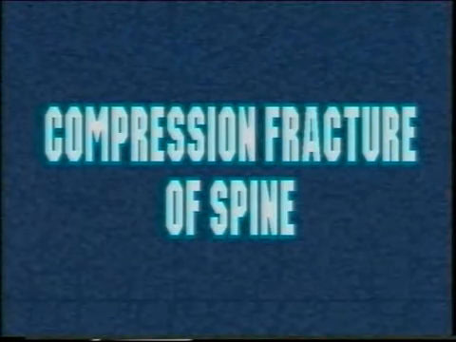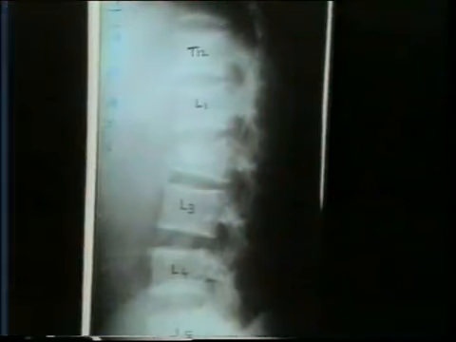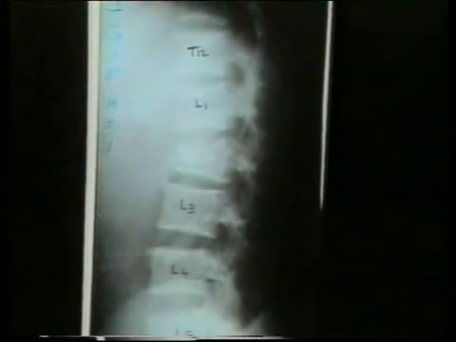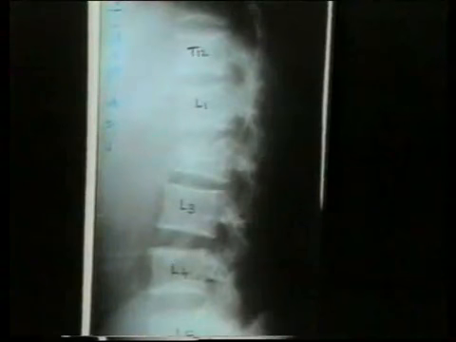Compression fracture of the spine. This is an X-ray of the lumbar spine of a patient who had fallen from height. Note the compression fracture of the second lumbar vertebra. The important feature to note is that the adjacent disc spaces are normal and adjacent vertebrae, that is L1 and L2, are also normal. Only the second lumbar vertebral body is collapsed. The second important thing to note is that there is no osteoporosis. So this is a traumatic compression fracture of L2.